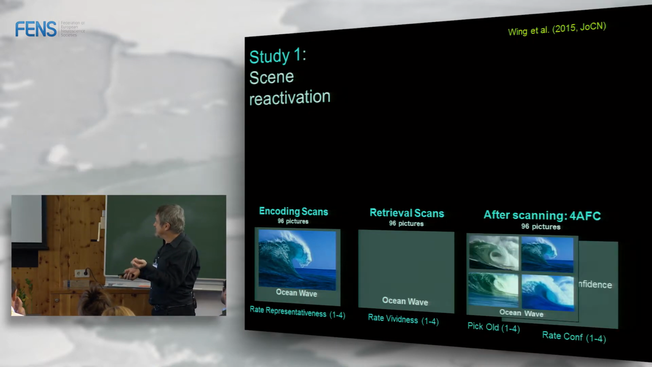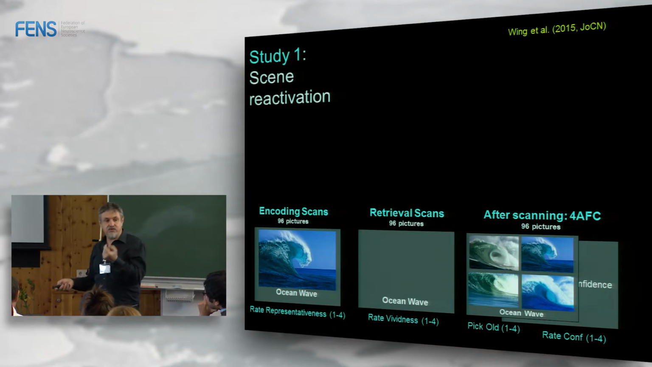So as I mentioned before, to do that, after scanning, we had a forced-choice paradigm, in which for each picture we presented the original picture with 3 distractors, and participants had to pick the original picture and rate their confidence from 1 to 4. As you see, the pictures are very similar. So actually remembering requires great detail to know which particulars you saw.